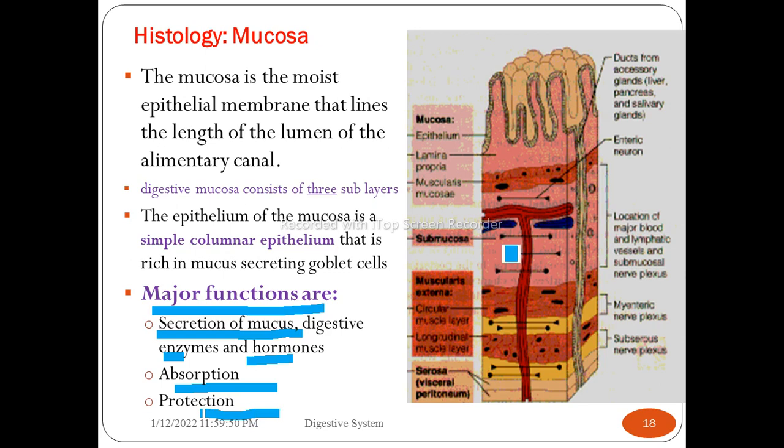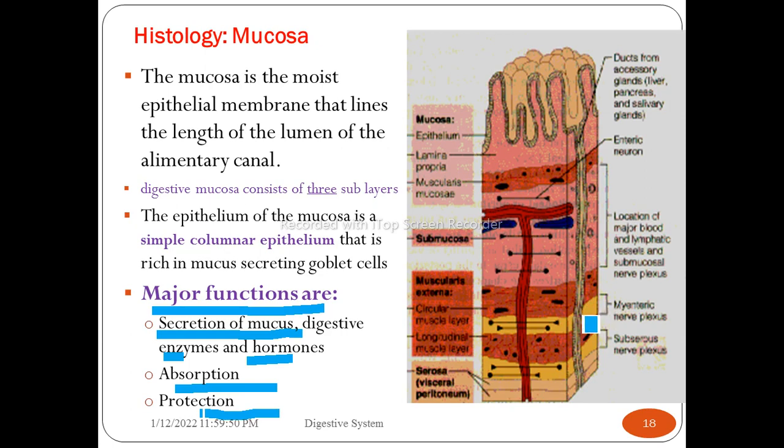This is another arrangement of the mucosa. This is known as epithelium. This is lamina propria. This is muscularis mucosa, and this is known as submucosa, whereas this one is muscularis externa. In the muscularis externa, this is a circular layer and this one is a longitudinal layer. So this is serosa, or you can say visceral peritoneum.